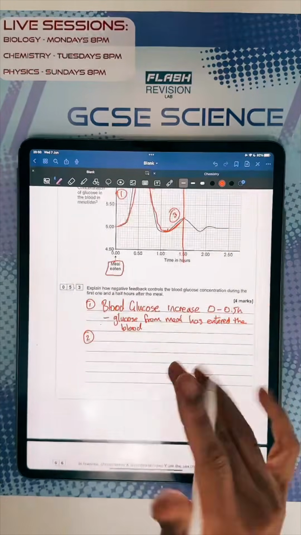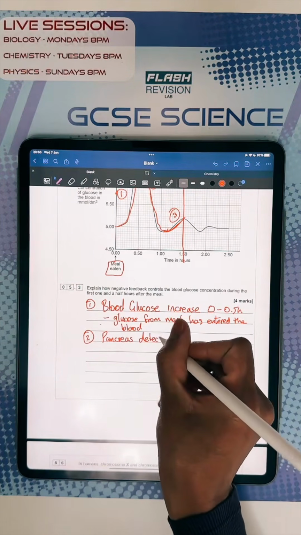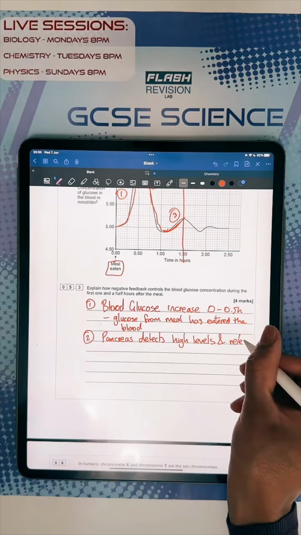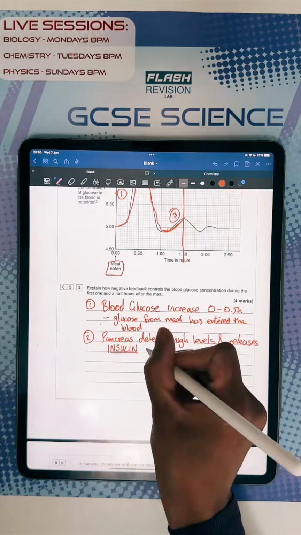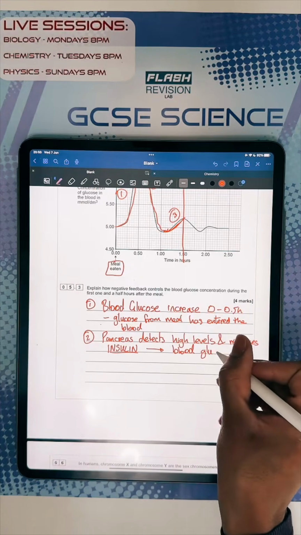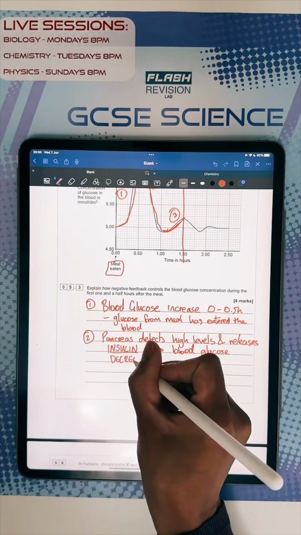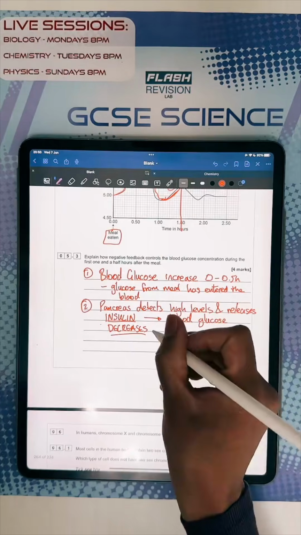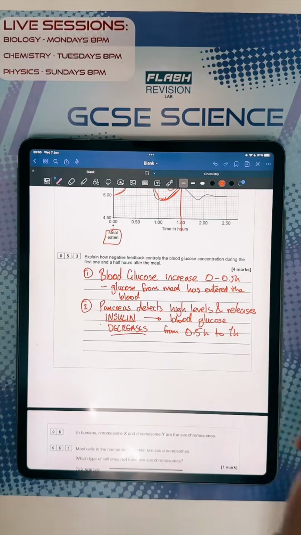So the pancreas detects high levels and releases insulin. And the insulin causes the blood glucose to decrease. Yep, so that's about from half an hour to 1 hour. So we'll say from 0.5 hours to 1 hour.